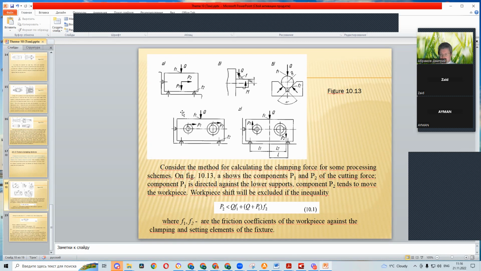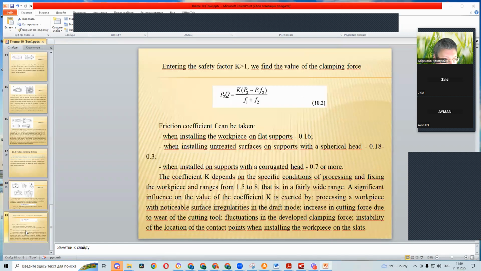And last slide. Entering the safety factor K more than 1, we find the value of the clamping force, and we use the formula 10.2. Write down to your notes this formula.